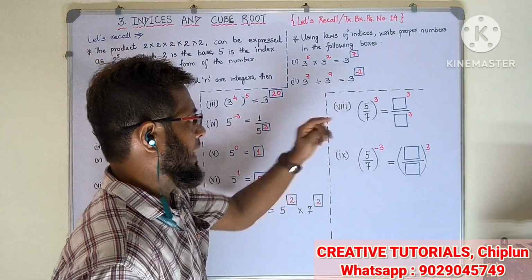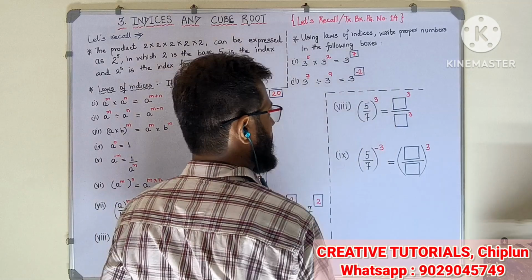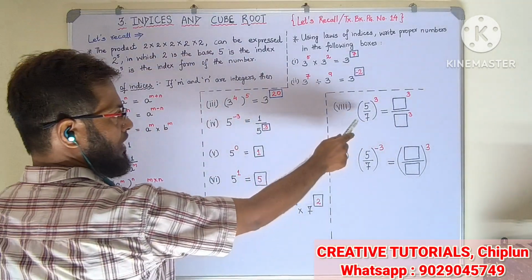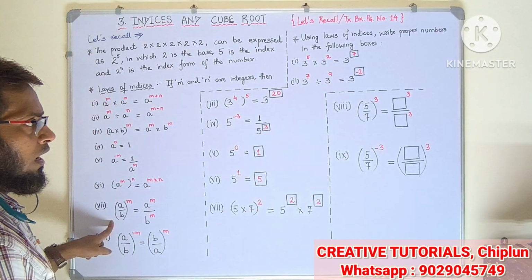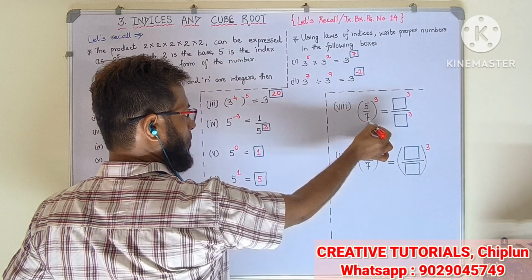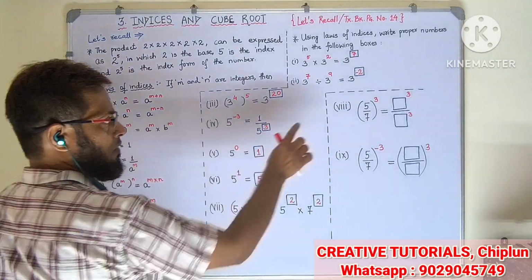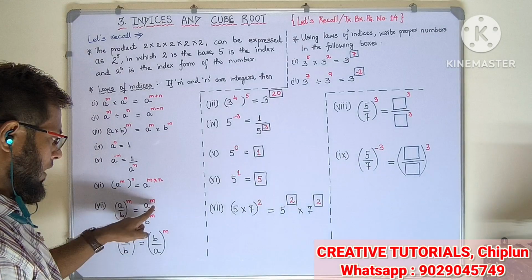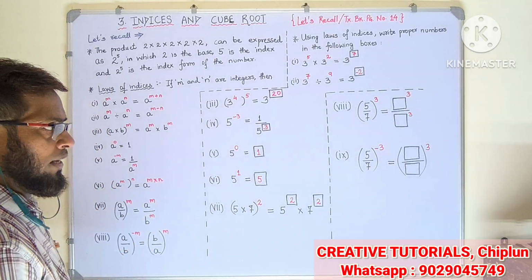Then comes question number 8: (5/7) raised to 3. You see this one, law number 7, and this question are matching. So (a/b) the whole raised to m is equal to a raised to m upon b raised to m.